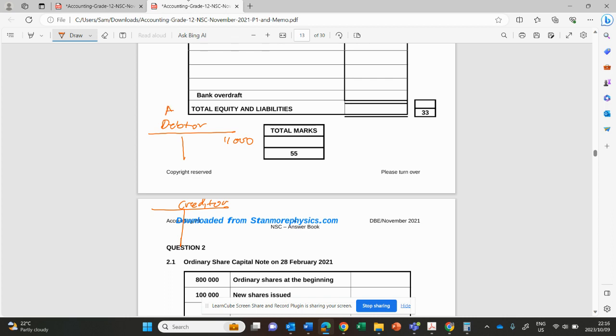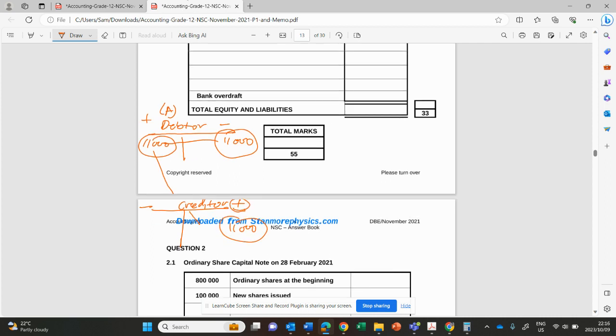A debtor is an asset: increase on the debit side, decrease on the credit side. The creditor increases on the credit side and decreases on the debit side. So when they say we need to transfer this amount, it will cancel in this account, on the opposite side, which is 11,000. Then you apply a double entry. This will come to the credit side of this one, 11,000. Then from there, you check the effect.